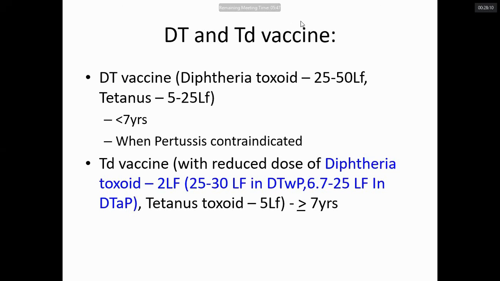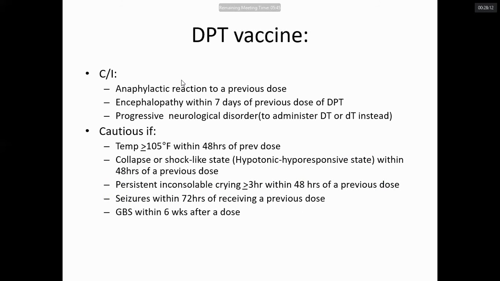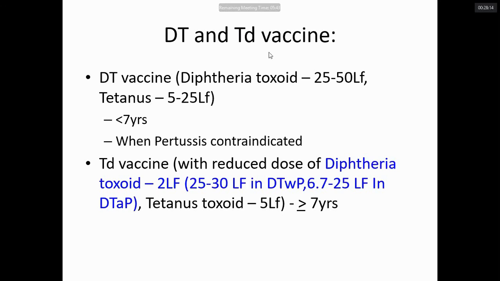Now, DT and TD vaccine. In the DT vaccine, the diphtheria toxoid is 25 to 50 limit of population. LF means limit of population. Tetanus is 5 to 25 limit of population in the DT vaccine. But in the TD vaccine, there is only 2 limit of population of diphtheria toxoid. This is the composition of the vaccine.